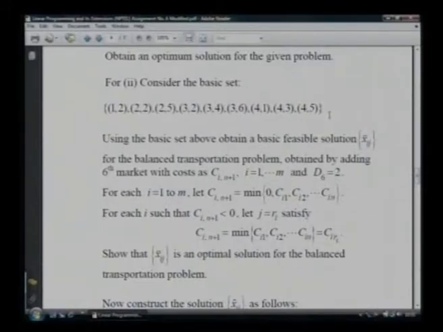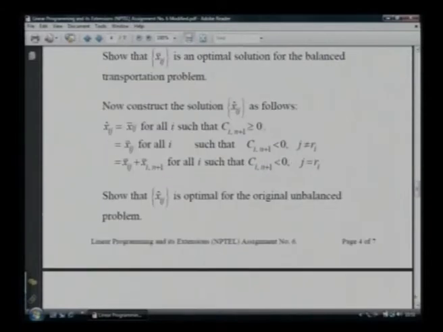The number of markets has gone up to 6, and then I am asking you to first obtain Xij bar. Actually these basic cells that I have given to you in the beginning, they constitute an optimal solution. So verify that it is an optimal solution. So once you have an optimum solution Xij bar for the balanced transportation problem, I am now giving you a formula for constructing a solution Xij hat, and the 3 formulae are given here, and now you can show that Xij hat is optimum for the original unbalanced problem.